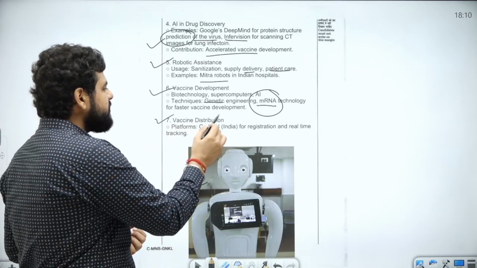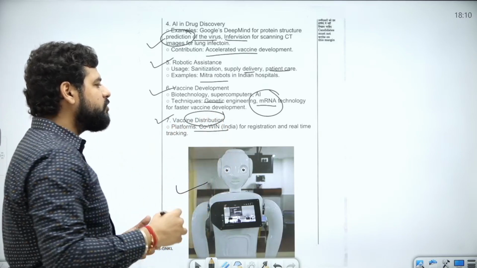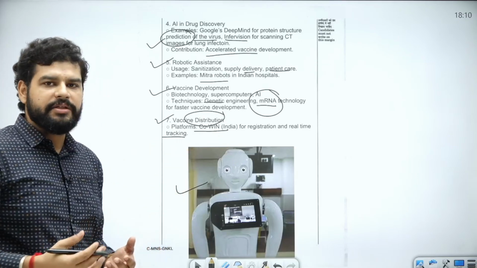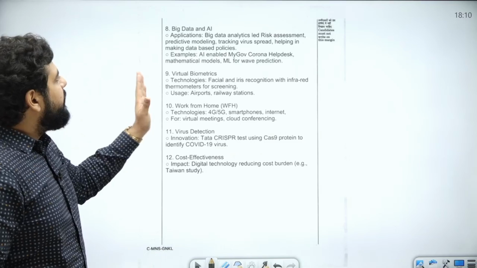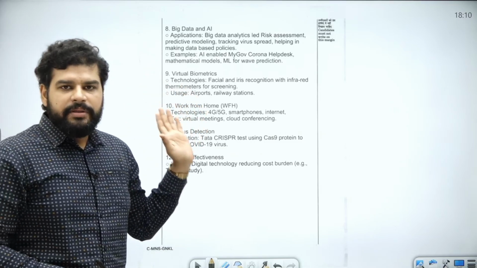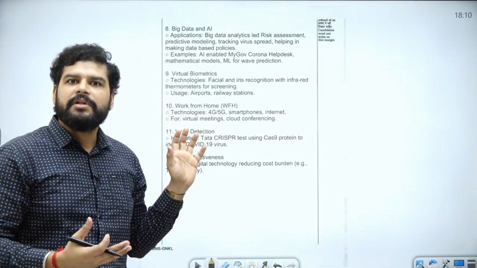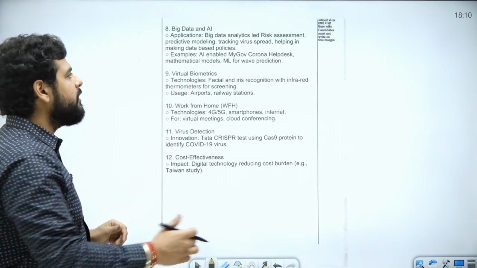Now, what about vaccine distribution? Many people forget this. The CoWIN platform was used for registration and real-time tracking of the vaccine application and patients. Let's move ahead: big data and AI. Although I've already mentioned AI, big data would be incomplete without mentioning AI. So in relation to big data analytics, I'm mentioning AI over here.